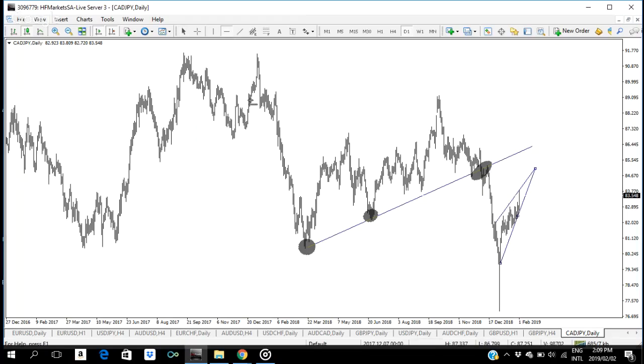Right now we are looking at major support. If I can just quickly see, let me just look for the major support. Here it is. Yeah, it's hiding. Here it is.